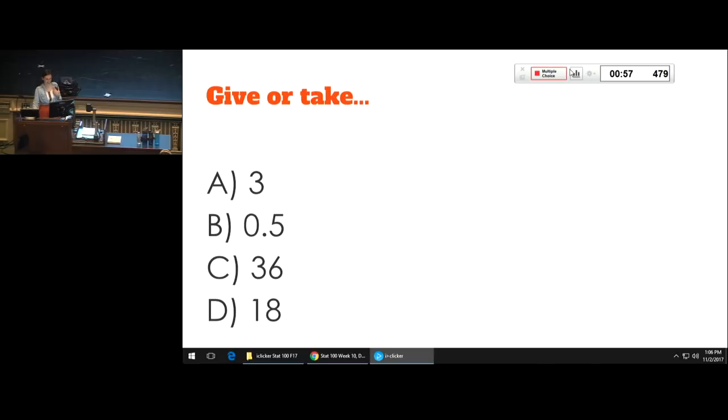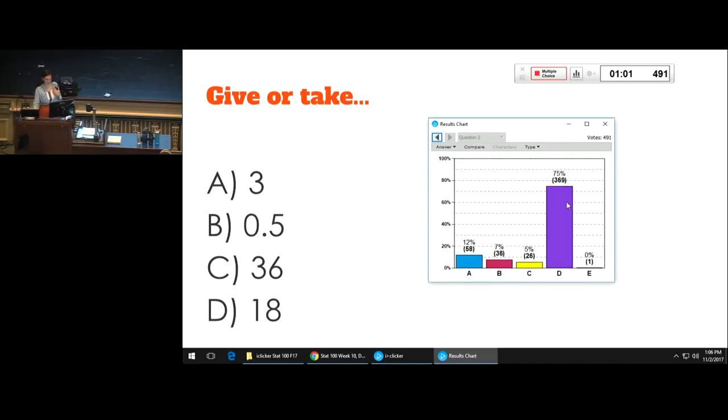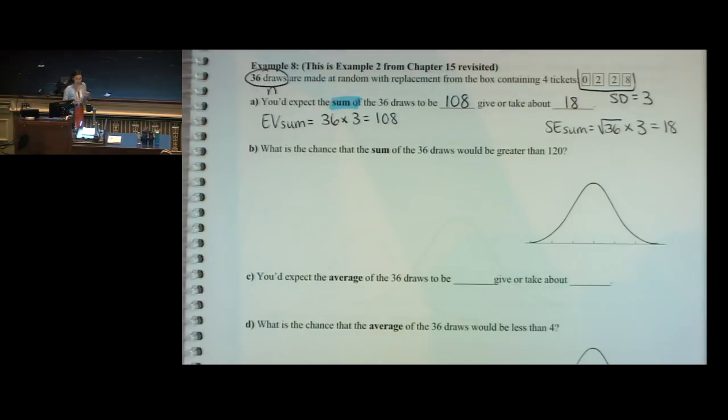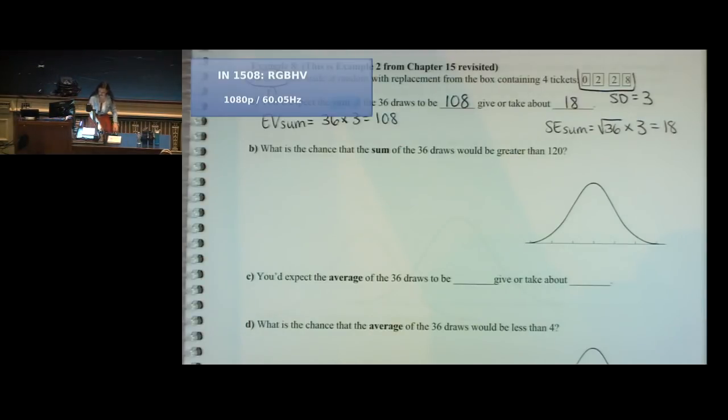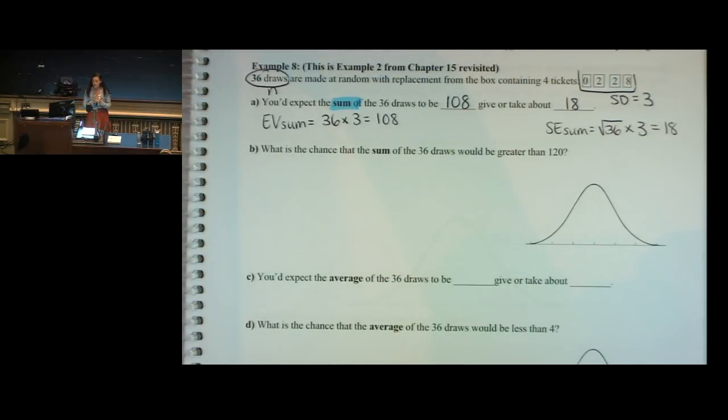All right, let's see this one. I didn't stop it yet, but it looks like D is winning. It should be 18. Square root of N, so that's square root of 36, which is 6, times the SD, which is 3. That is exactly right. I think everyone's good with these formulas. You'll get plenty of practice with them throughout the rest of the semester, but there is my work. 108 and 18, which is exactly what most of you got.